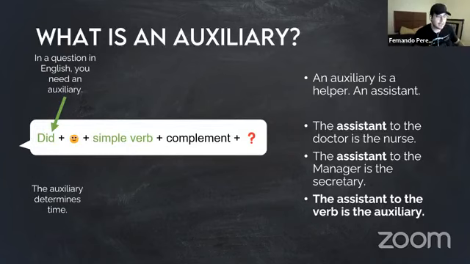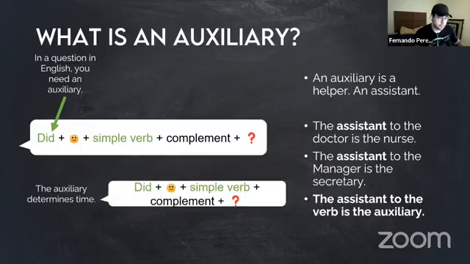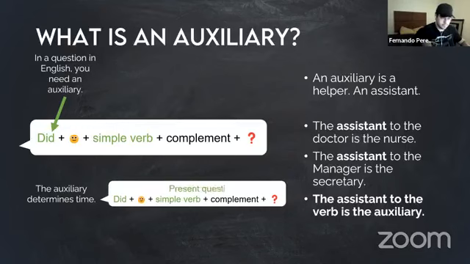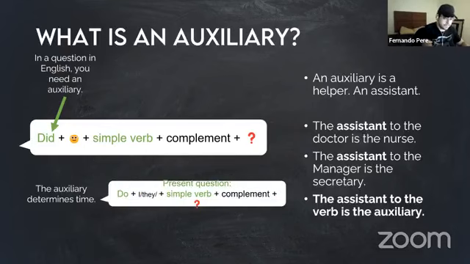When you ask a question in present, you need to use do and then the person that corresponds. In this case, like Danny said, I, they, we, or you.